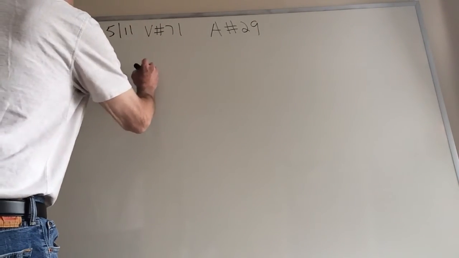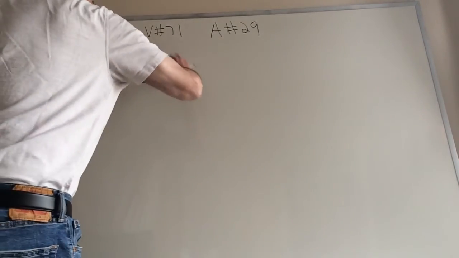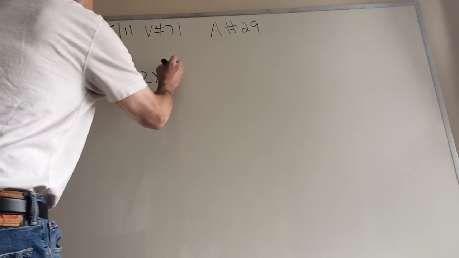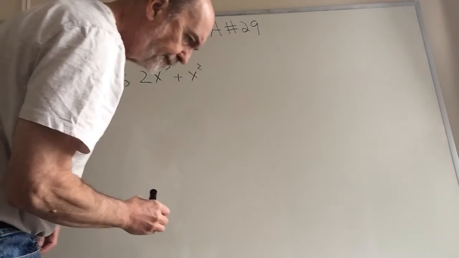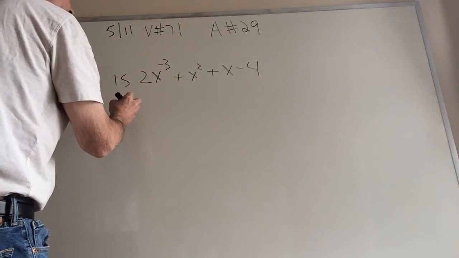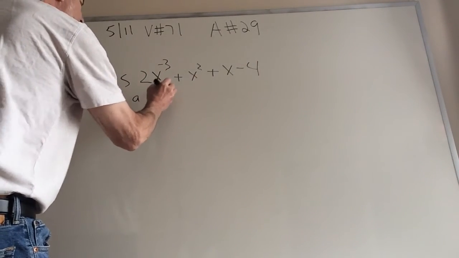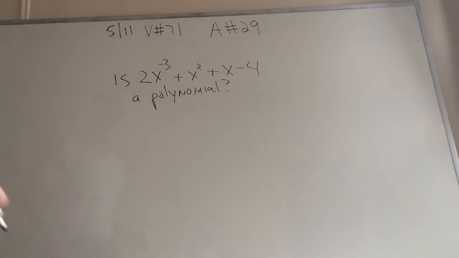It says, is 2x to the negative 3... Whoops. Not a nice one. Make it nice. 2x to the negative 3, and then they add plus x squared plus x minus 4. So is this a polynomial? And this was discussed with you, and you'd be expected as a Regents student to answer this question correctly. So I'll pause for a second and then give you the answer. Normally in class we'd be talking about this, right? So that's the first Regents question that they want to see if you get the concept.